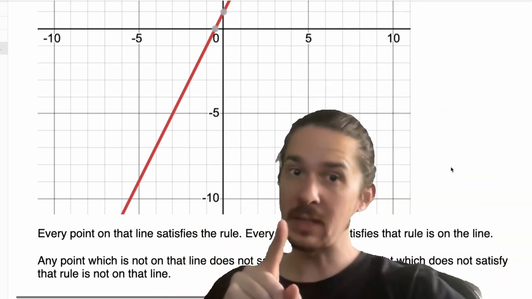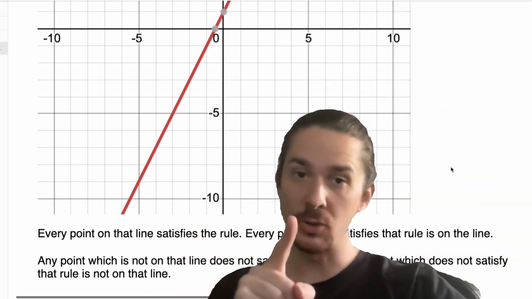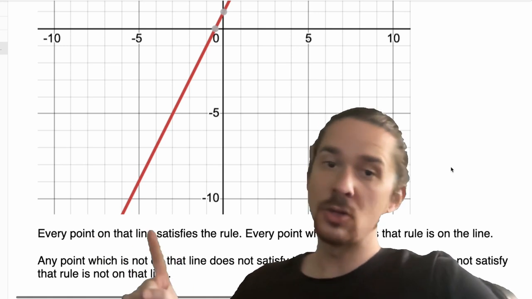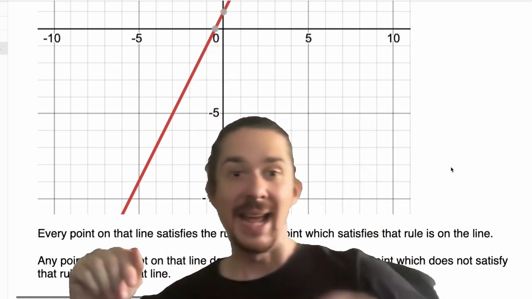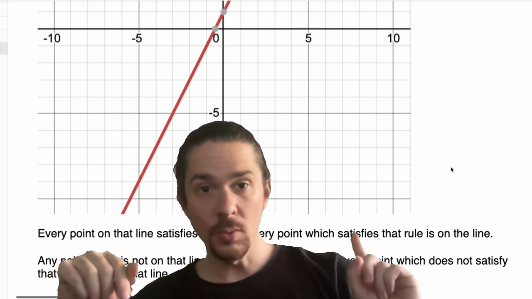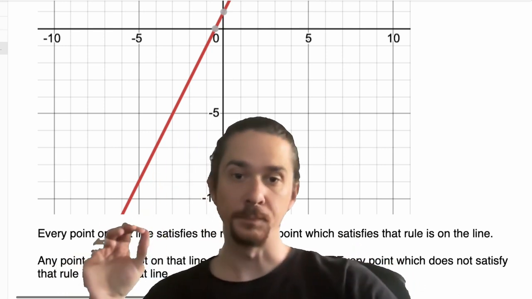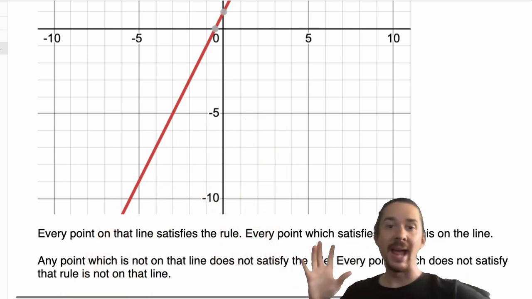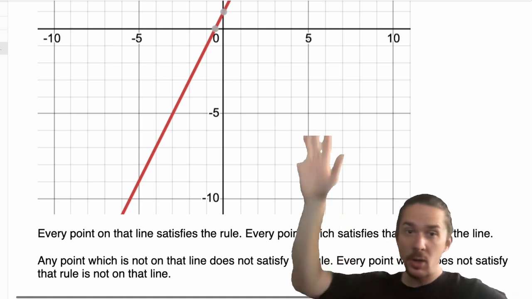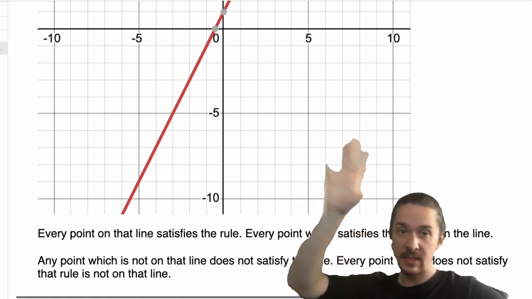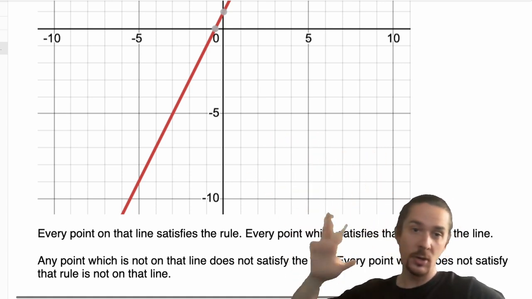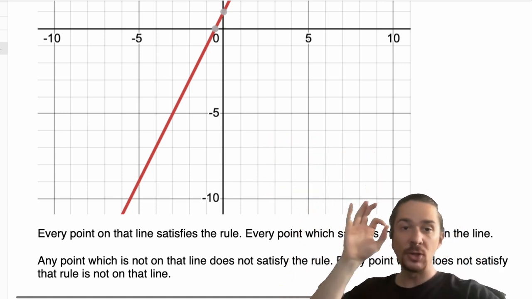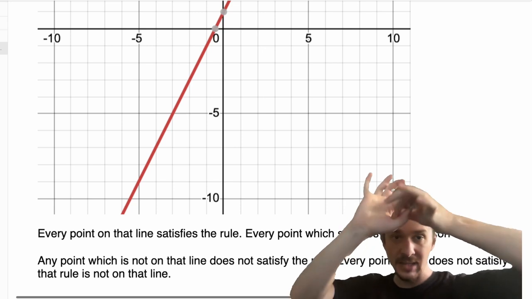Now, you might think I just said the same thing twice, but I didn't. I said two different things. Every point that is on the line satisfies the rule. And every point that satisfies the rule is on the line. Okay? Every point that is not on the line will fail to satisfy the rule. And every point that fails to satisfy the rule is not on the line. What this means is the rule and the line, they're the same thing.